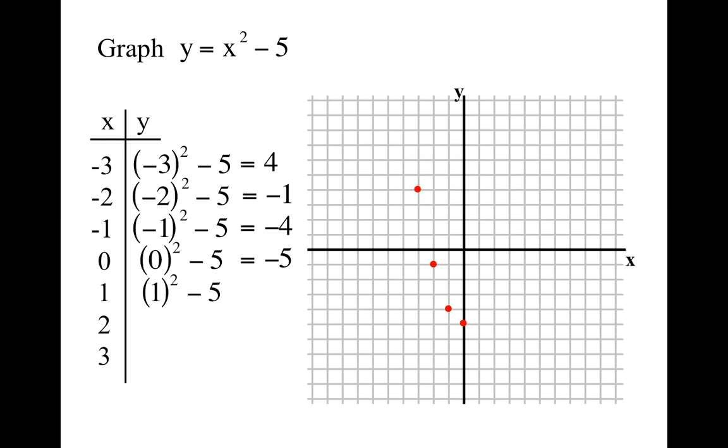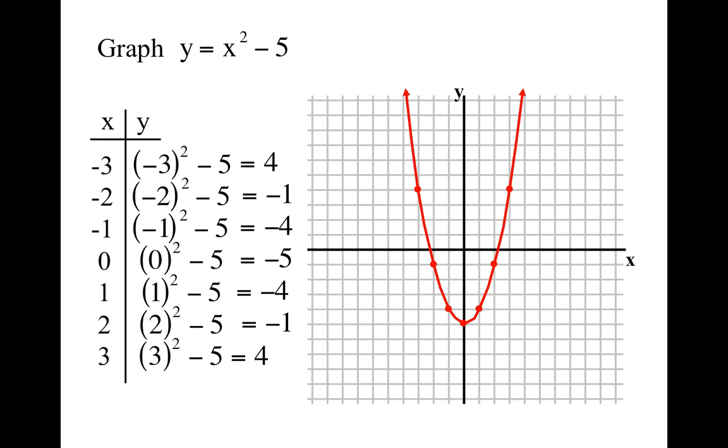+1 squared is 1. 1 minus 5 is -4. We get 4 minus 5, -1. And 9 minus 5, +4. And you draw your last point.